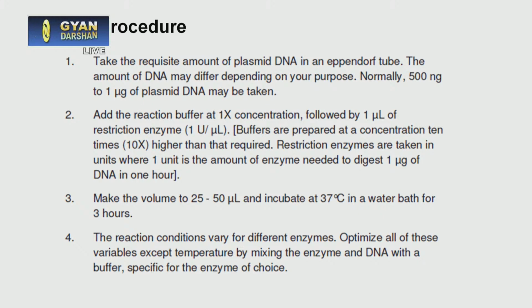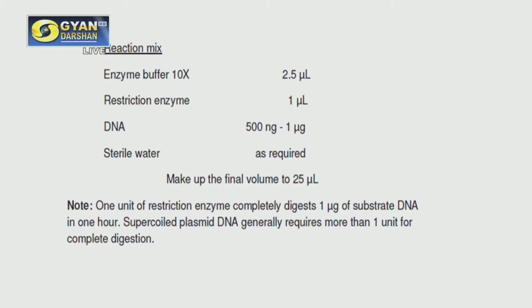So the reaction conditions vary for different enzymes. So this is what you can see, how you are setting the reaction mix, as I told, that is enzyme buffer. Like here I have shown 25 microliter reaction mixture. So I have taken buffer 2.5 microliter, restriction enzyme 1 microliter, DNA 500 nanogram to 1 microgram, sterile water as required. And you make up the volume to 25 microliter. You can even make up the volume to 50 microliter. In that case, you have to use 5 microliter buffer, as I said.